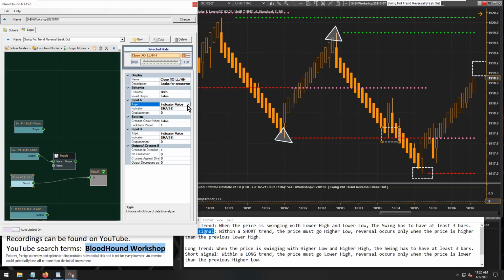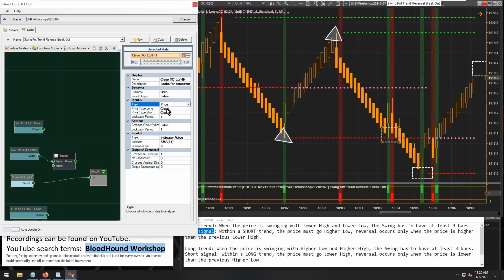All right, so input A, that's going to be price. So we'll change this to price, and we want to make sure that, actually, you know what? It's not going to be the closing price, because what if one of these wicks crossed it? That would invalidate it too. If a wick crossed it, that could set up a lower low as well. So I'll just call it price.